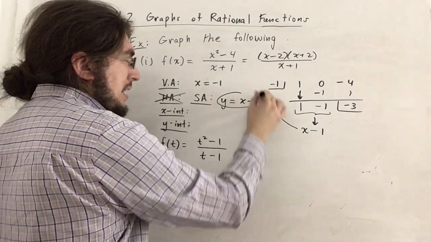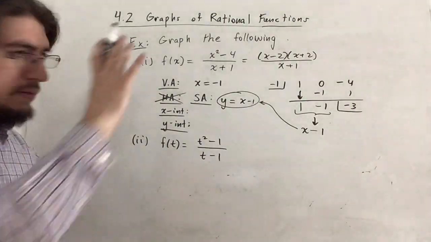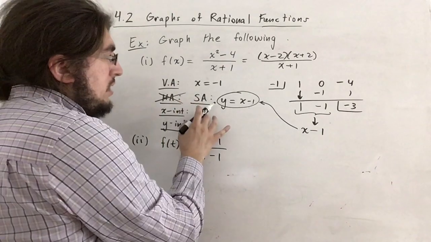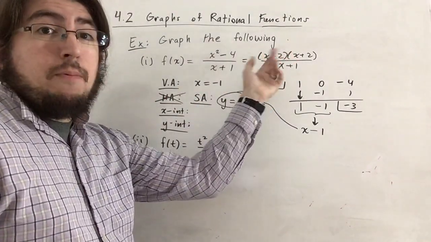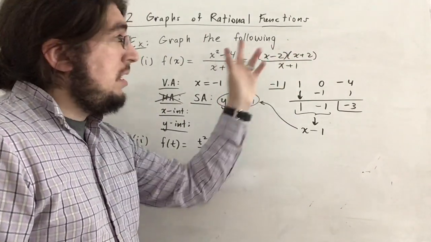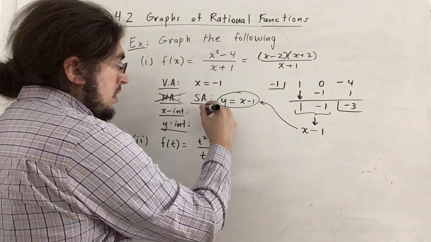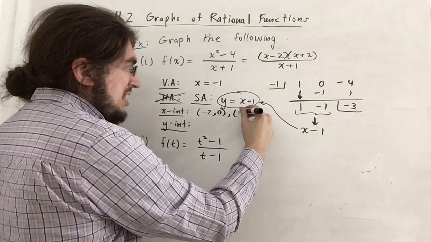Just like that. Perfect. I may have to erase this to make room for the graph, but for right now it's okay. X-intercepts is when the top is 0. Notice there's no cancellation, and we found out when the top is 0, it's good we factored because you could just set each factor in the top equal to 0, and it's just +2 and -2. So the x-intercepts are the points -2, 0 and 2, 0.